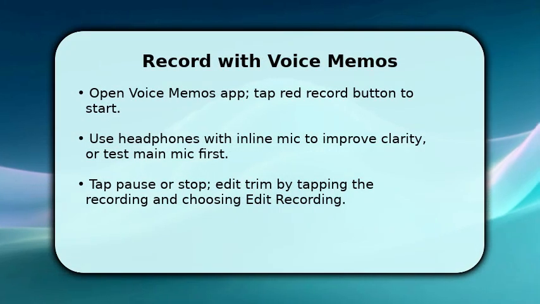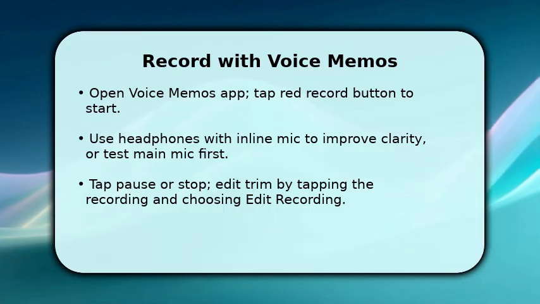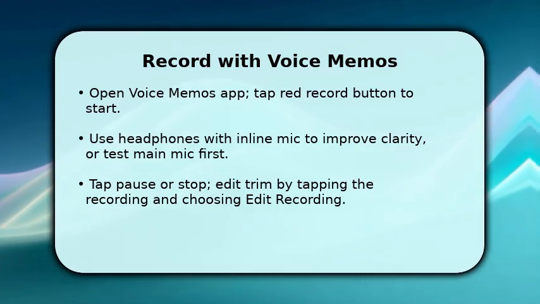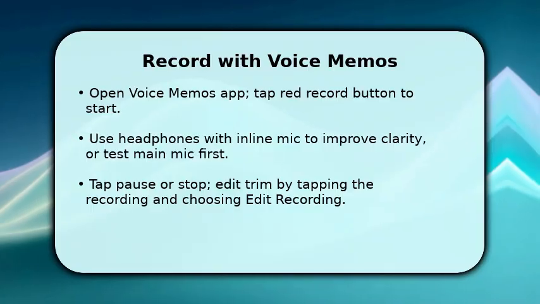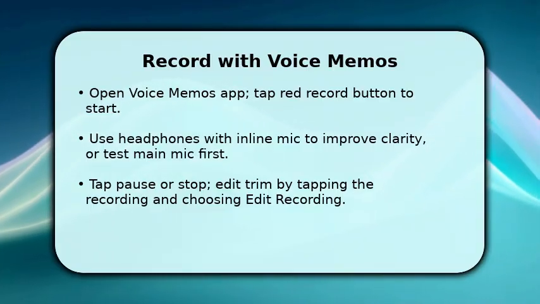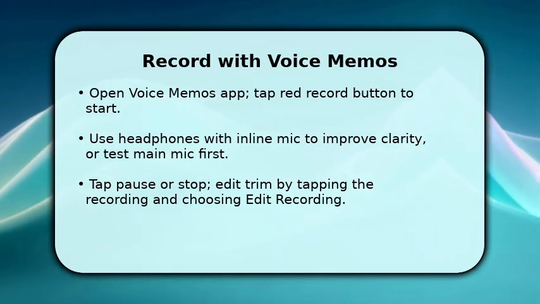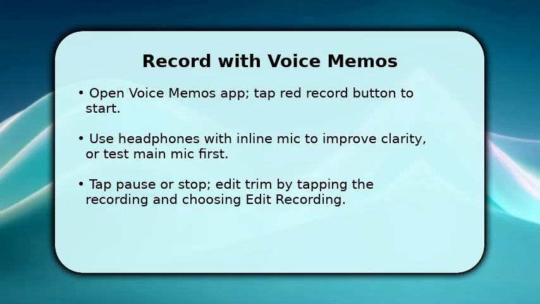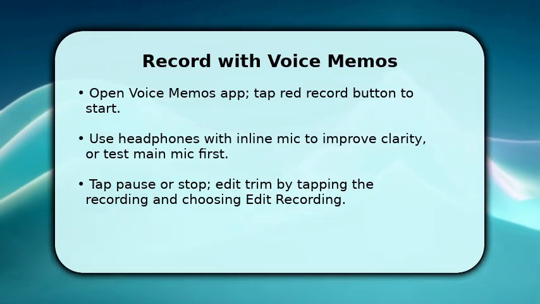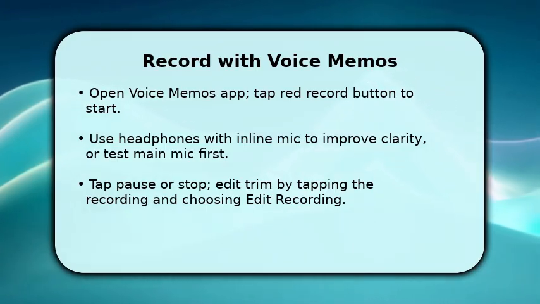You'll next perform the main recording using Voice Memos, which is the simplest built-in recorder. Open Voice Memos and tap the red record button, speak naturally toward the top microphone. Once you're done, tap stop. Use pause during long takes to save segments. To improve quality, use wired or Bluetooth headsets with a mic and test levels quickly before a long session.